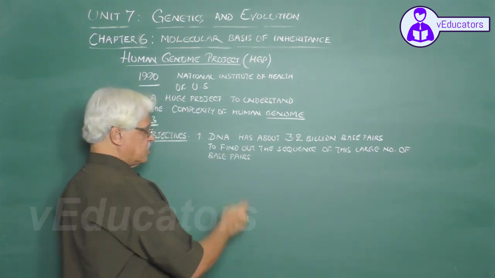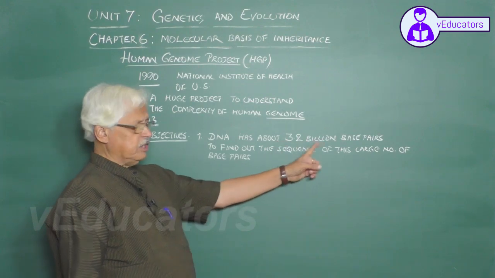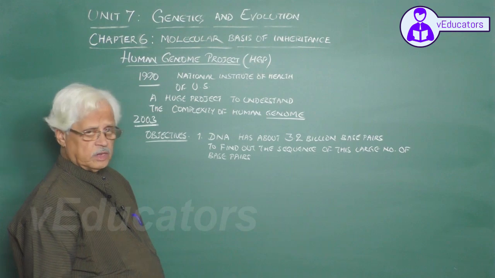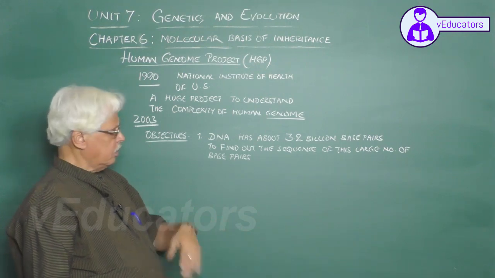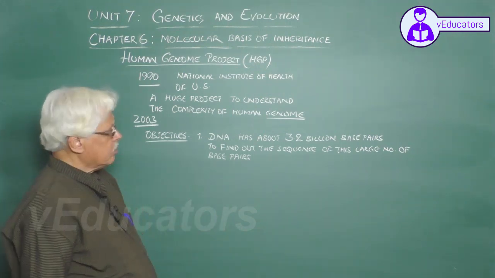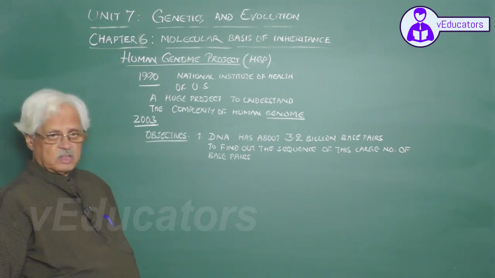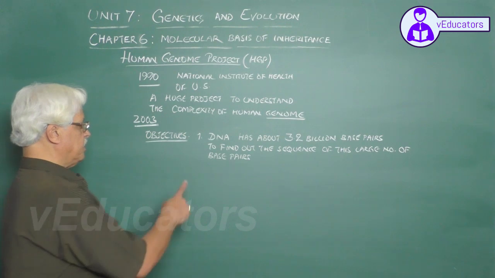So what is the exact sequence of these 3.2 billion base pairs? How many adenine, how many thymine, how many guanine, how many cytosine, nitrogen bases are present? What is the exact sequence? This was one of the main aims.